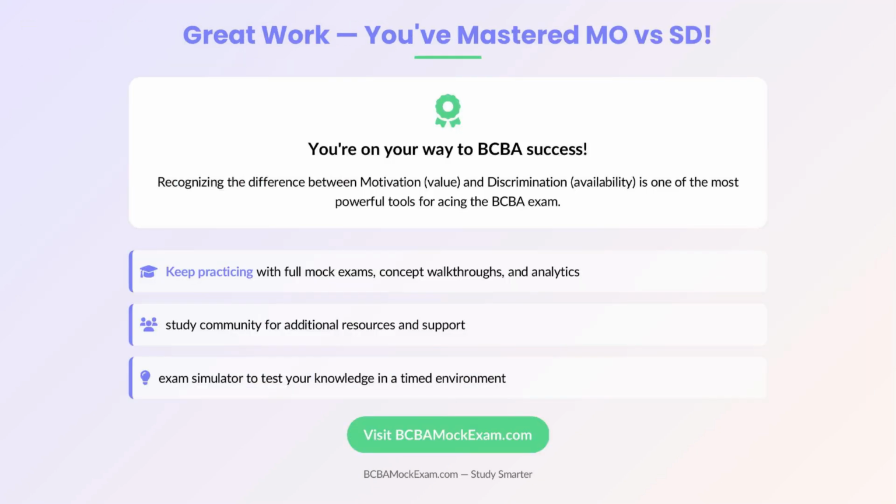You've now worked through the differences between motivating operations and discriminative stimuli. Understanding how changes in value interact with reinforcement signals is a key skill for answering BCBA exam questions accurately. The slides encourage continued practice through full mock exams, concept walkthroughs, analytics, and exam simulations.